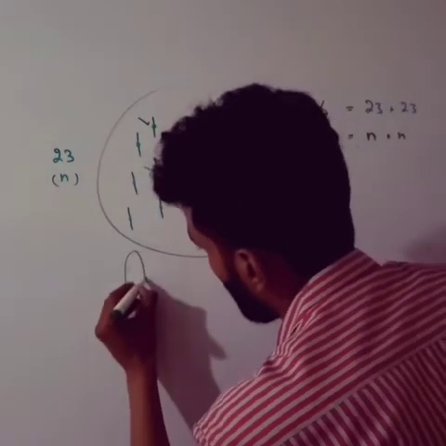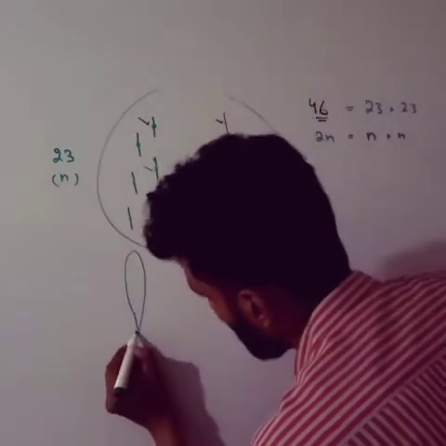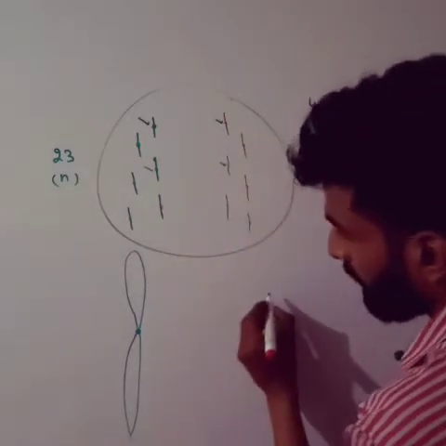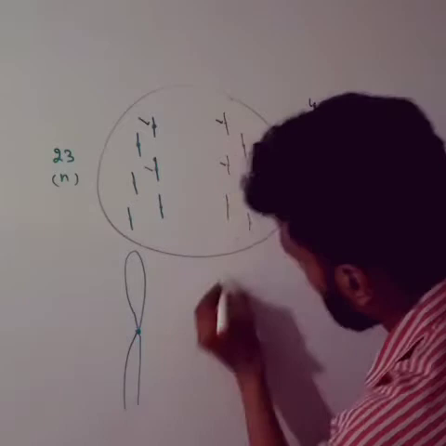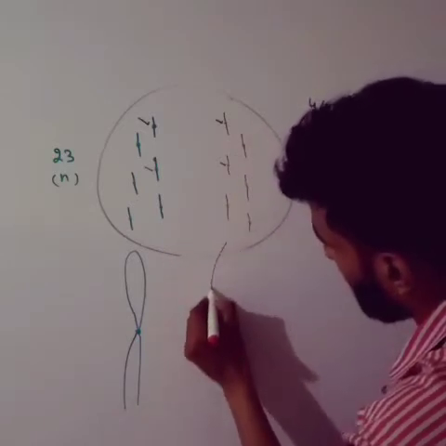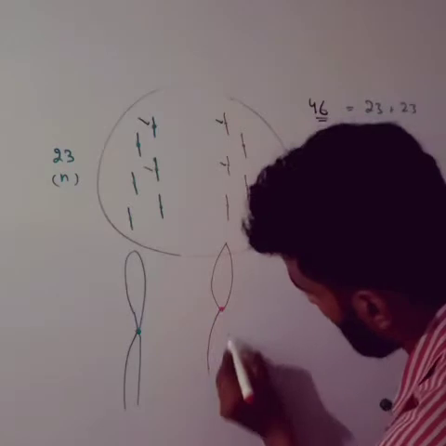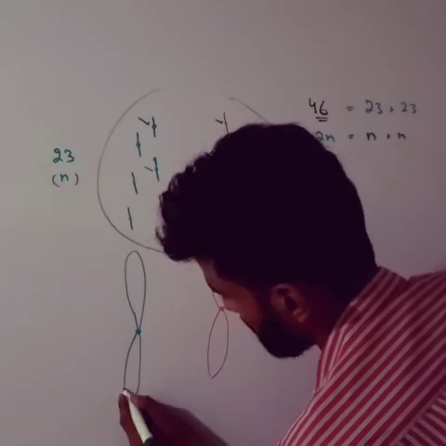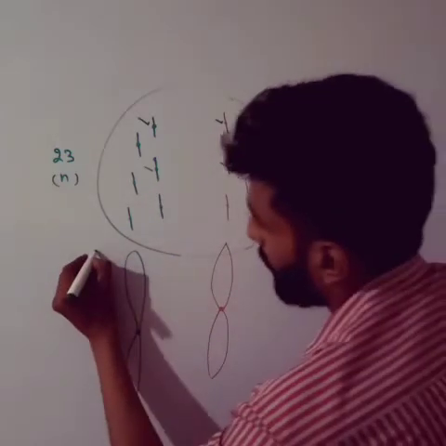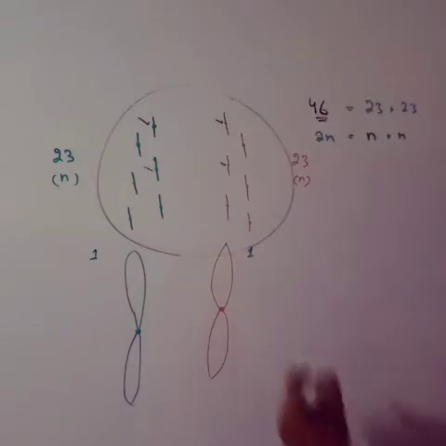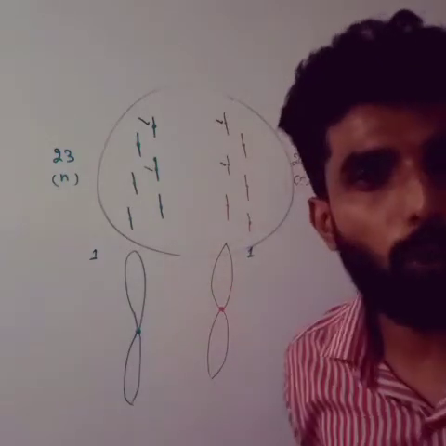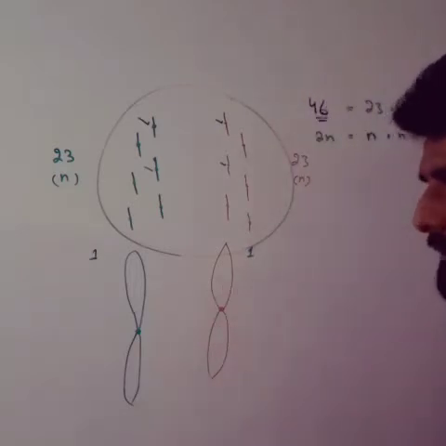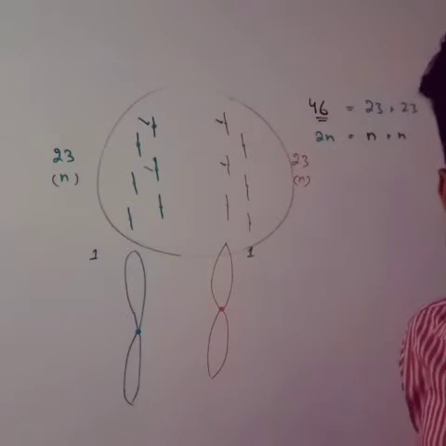Now, for example, this is chromosome number 1 from the mother side and this is chromosome number 1 from the father side. So it means both of these chromosomes are homologous chromosomes. We know that chromosomes do have DNA in them.